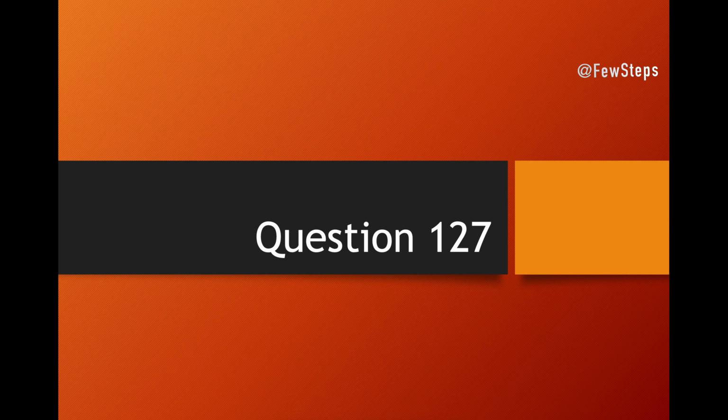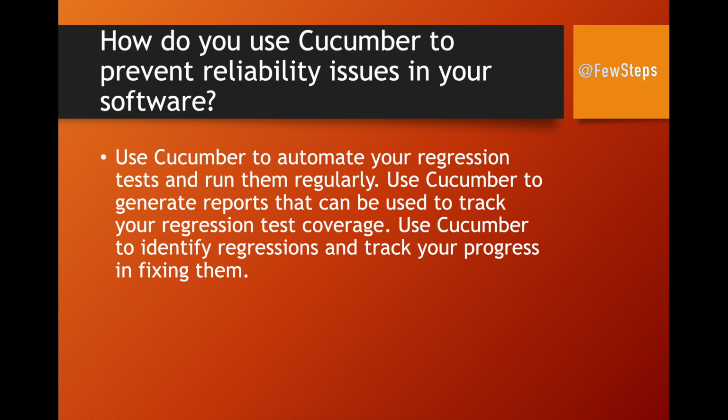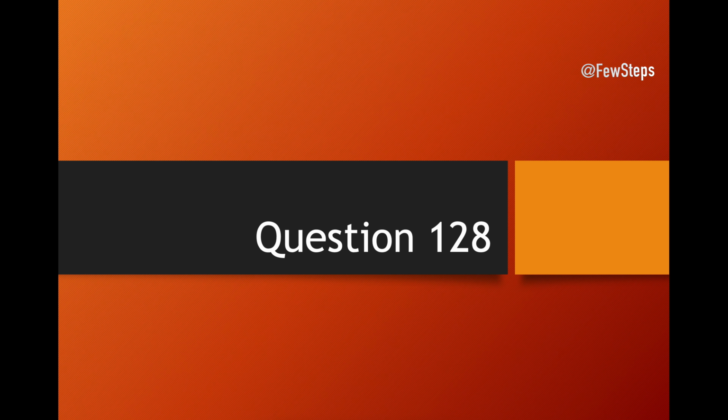Question 127. How do you use Cucumber to prevent reliability issues in your software? Use Cucumber to automate your regression tests and run them regularly. Use Cucumber to generate reports that can be used to track your regression test coverage. Use Cucumber to identify regressions and track your progress in fixing them.